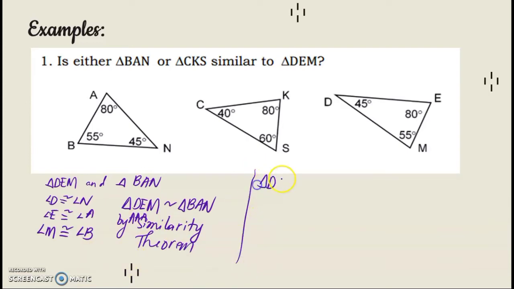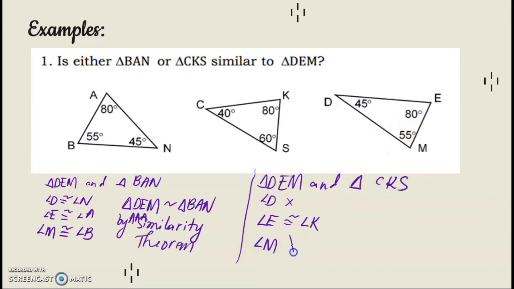How about si triangle DEM and triangle CKS? So, isa-isayin natin. Si angle D ba? Ano yung kaparehas niya na angle? Wala, di ba? Wala. Next, si angle E. Ano yung kakoresponding niya? 80. Okay, sige. Congruent to angle K. The rest, itong si angle M, wala din. So, automatic, si triangle CKS is not similar to triangle DEM. So, ganun lang siya, class.